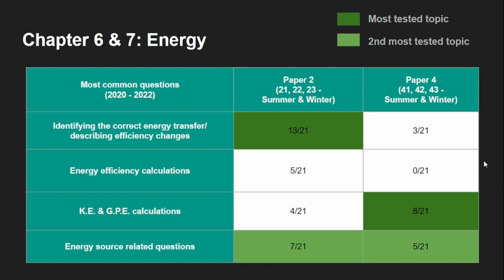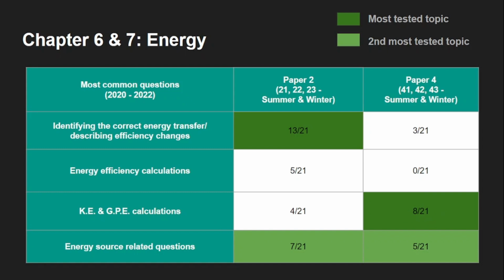And then the second most common topic is related to energy sources. So you can see that there's not too many questions on calculations, but there will still be some questions on calculations, but the majority of questions come around describing energy transfers correctly, as well as the right energy sources. Whereas calculation related questions are a little bit more common in paper 4, especially kinetic energy and gravitational potential energy related calculations. So we can see that that's shown up in 8 of 21 papers, making it the most commonly tested concept in paper 4 for this particular chapter.